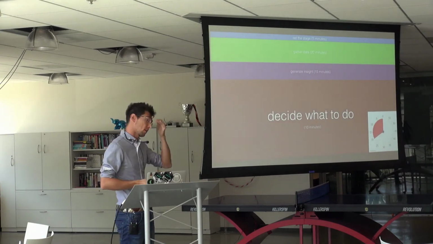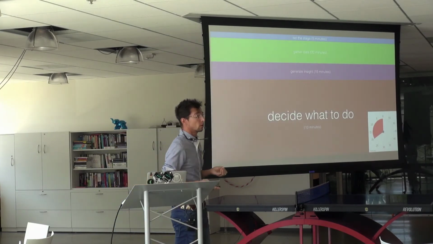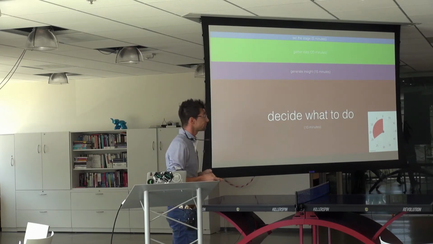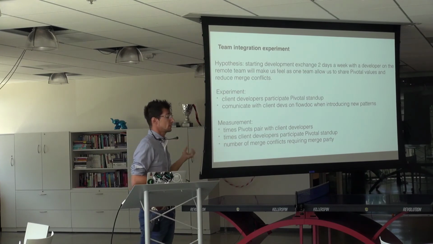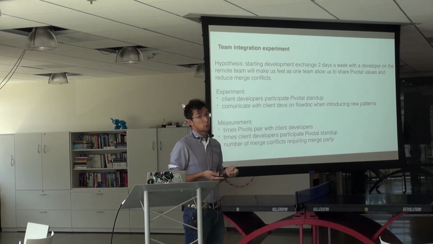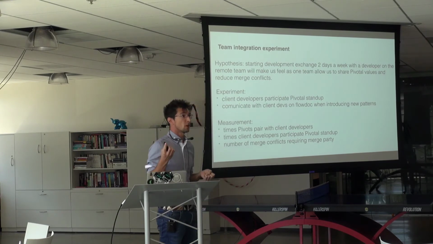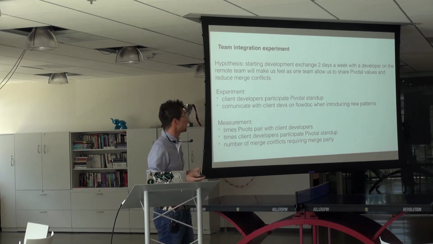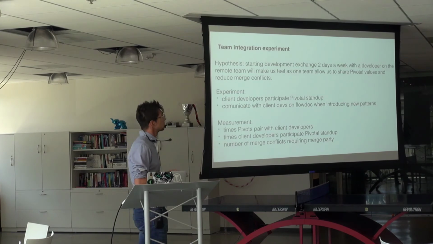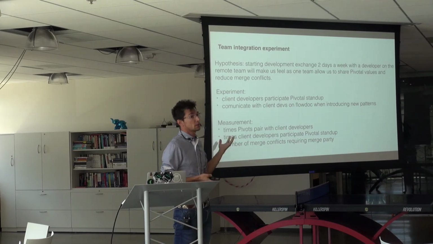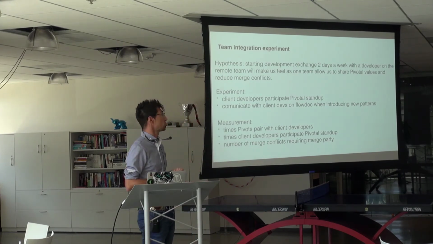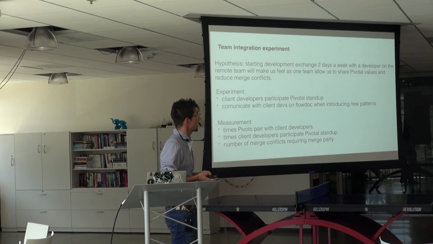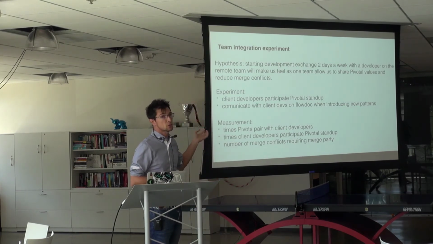Once that's found, it's time to decide what to do, making something actionable, an experiment. In the team in Colorado, an example was having a hypothesis that some of the merge problems we were having were because some of the client developers were offsite and we never communicated with them. And so the experiment was to have the client developers participate in the Pivotal stand-up, and to communicate with client developers through FlowDoc, which is the chat room, when introducing new patterns.